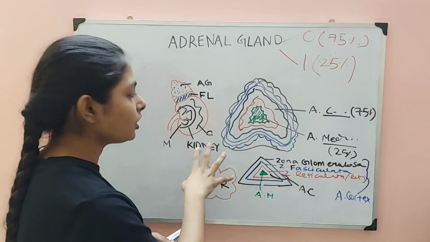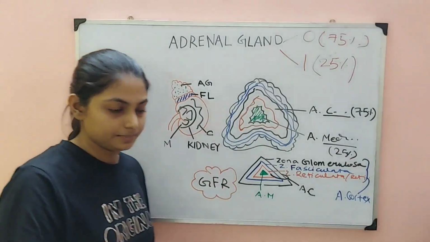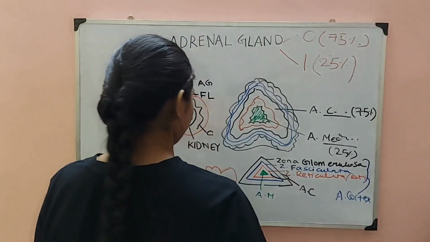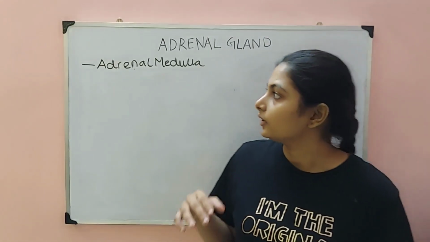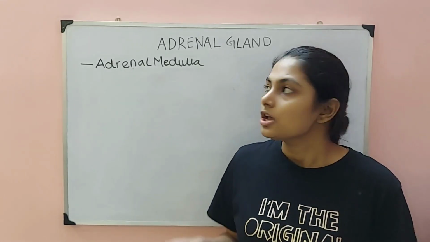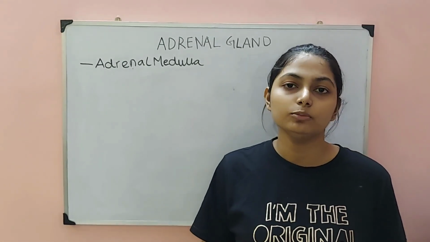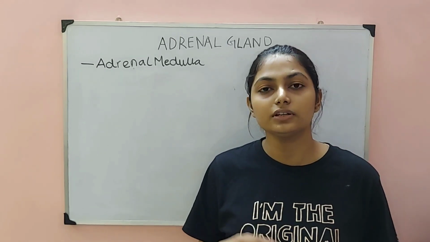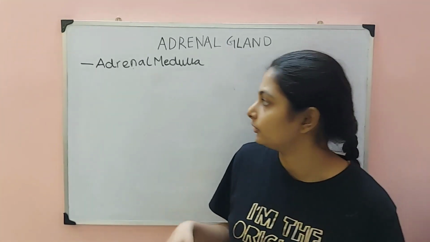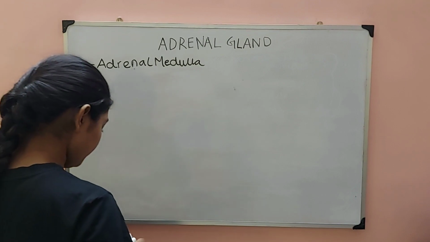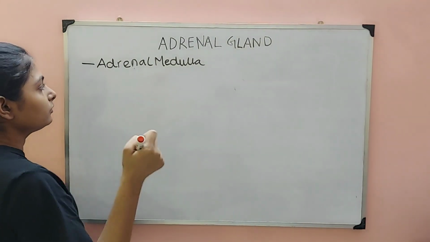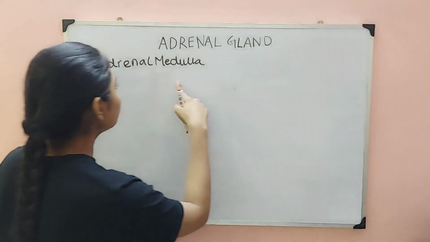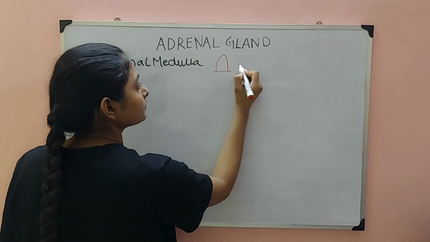Now we'll move to the hormones secreted by each of these layers. So we already discussed the structures of the adrenal gland, its location and its different parts. So now we'll start with the hormones secreted by each part. So we'll start with adrenal medulla and then we'll move to the adrenal cortex, and after that we'll discuss about the different diseases. Alright. So adrenal medulla. First of all, where you are taking the notes of adrenal medulla, I want you to draw this diagram.